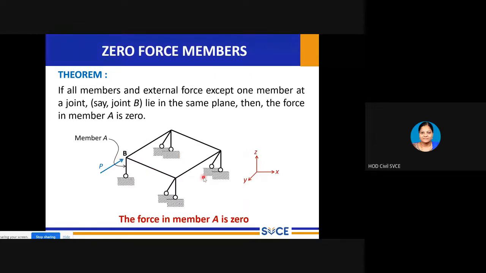And here one more condition is there. At joint B, you have 3 members: one member, another member, and another member. And these two members are lying in the same plane, whereas this member is not lying in that same plane. So if all the members and external force except one member at a joint, say joint B, lie in the same plane, then the force in member A will be 0. Okay, so this is another condition.